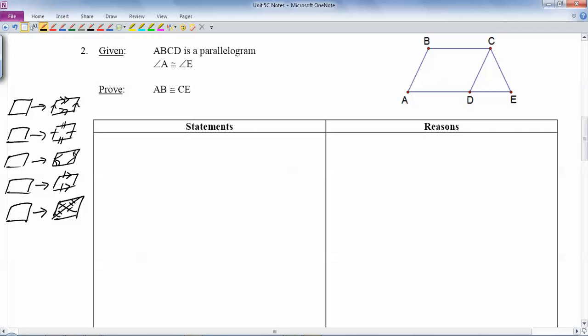Okay, so let's see. The goal: we know that the shape on the left is a parallelogram, and we know that angle A is the same as angle E. And the goal is to prove that AB is the same as CE.